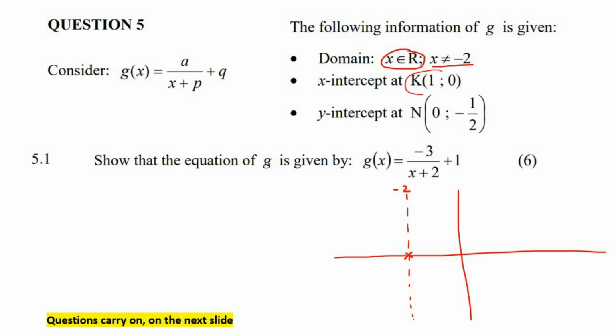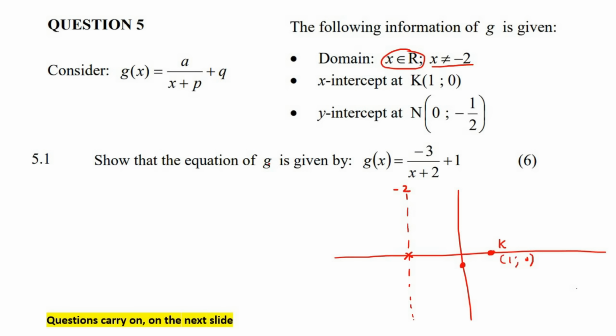We then have an x-intercept at 1 and 0, so that would be over here. Okay, that is k, and that is at 1 and 0. We have a y-intercept at 0, -half, which would be there. Okay, so now we don't know the horizontal asymptote, so we don't know if there's maybe going to be a dotted line there, or maybe there. We don't know that, okay?